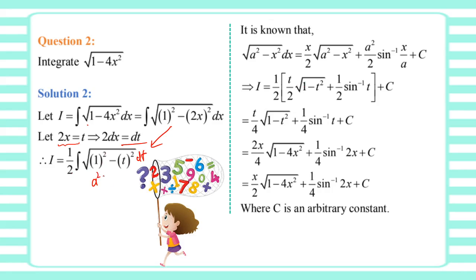And now this is the format of a square minus x square, where x is t and a is 1. So let's apply this. 1 by 2 is common outside, and t by 2 under root 1 minus t square plus half sine inverse t by 1 plus c. So this is t by 4 under root 1 minus t square plus 1 by 4 sine inverse t plus c. Now put the value of t. T was 2x we assumed. So 2x by 4, and it will be cancelled, x by 2 under root 1 minus 4x square plus 1 by 4 sine inverse 2x. And this is the final answer.